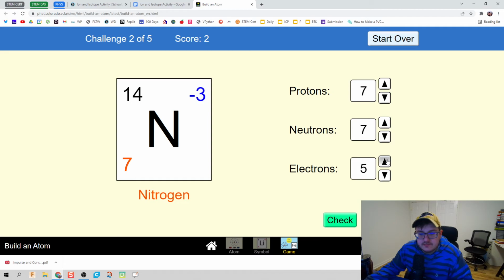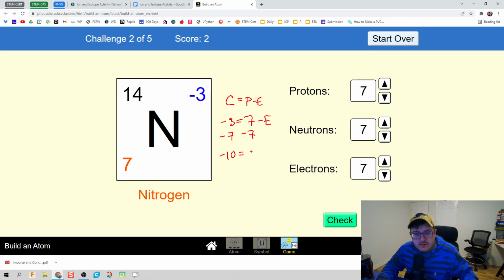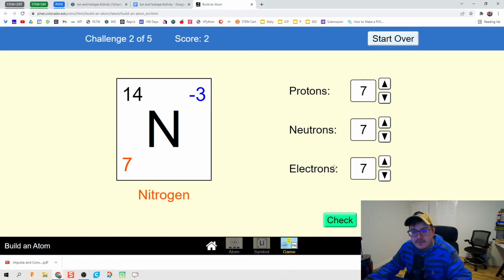And the number of electrons. Well, if we had 7 and 7, those would cancel out to 0. So, charge equals protons minus electrons. So, we want -3 equals 7 minus E. I'm going to subtract 7 on both sides. And so I get -10 equals -E. We will drop the negative, so let's make both sides positive. So we need 10 electrons. And that makes sense because if we want a charge of -3, we need more negative pieces.